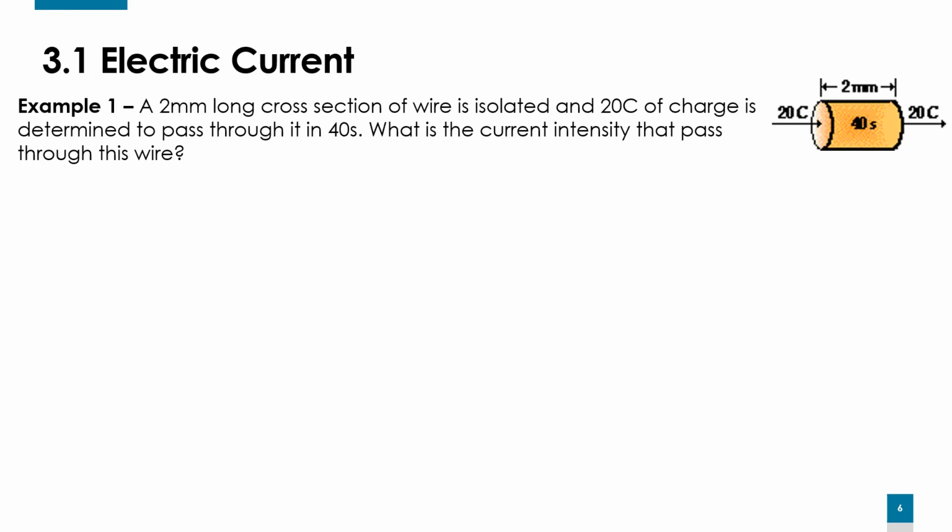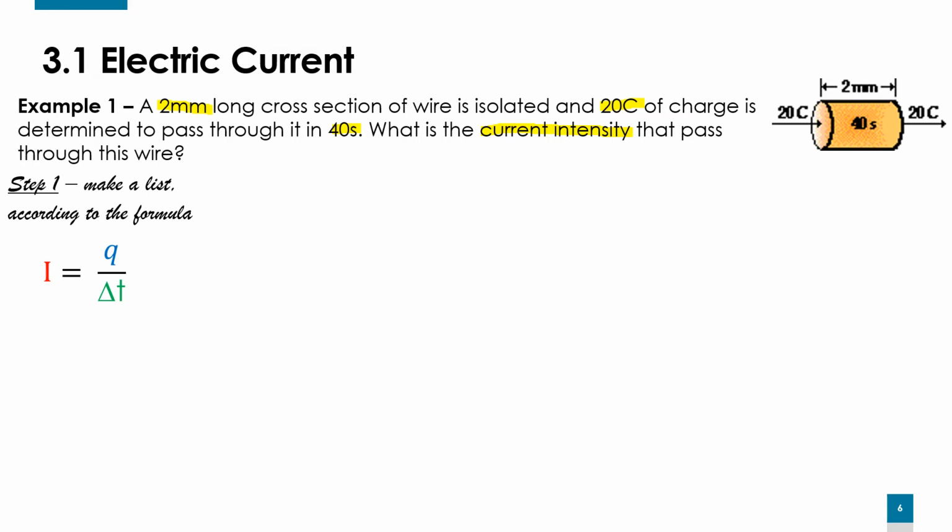A 2 millimeters long cross section, so I'm gonna write this, is isolated and 20 coulombs of charge is determined to pass through it in 40 seconds. And it's asking me what's the current intensity, or I, in amperes that pass through this wire. Okay, let's go now to our first step. What's the first step? Remember, make a list according to the formula. We're talking about current. What's the formula to measure electric current? I is equal to Q, that's the charge, over delta T, the time.